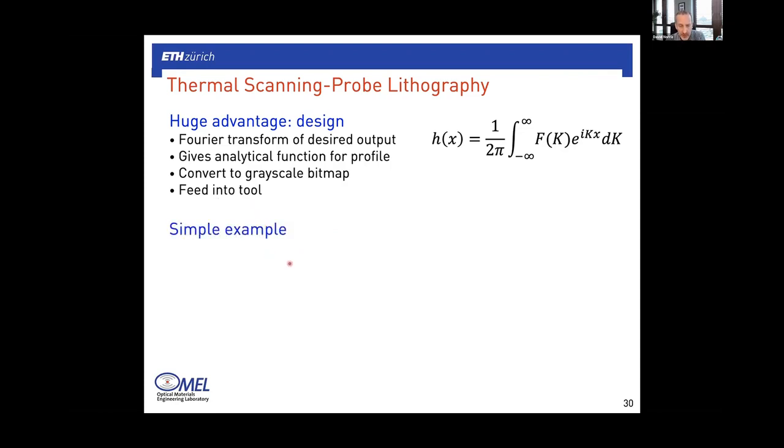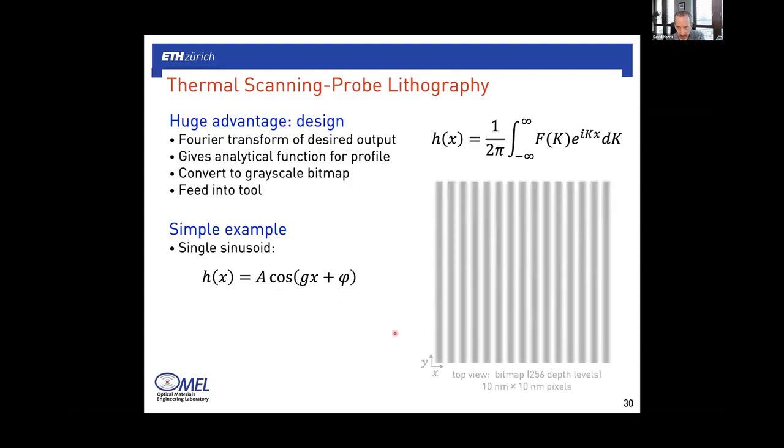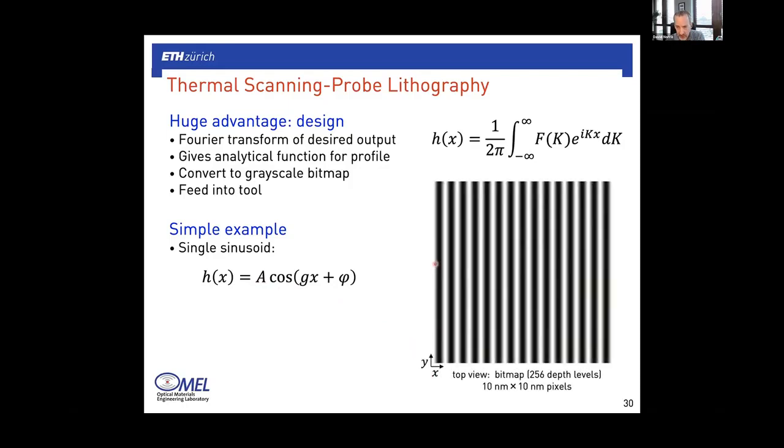And so this first example that I'm going to show here is a single sinusoid. So we have a height profile that just goes as this cosine here. And so the bitmap that's generated from that would be looking down on the surface. We can see that the surface is modulated in height in X and then is constant in Y. And this particular bitmap had 10 nanometer by 10 nanometer pixels and 256 depth levels, or 8-bit.